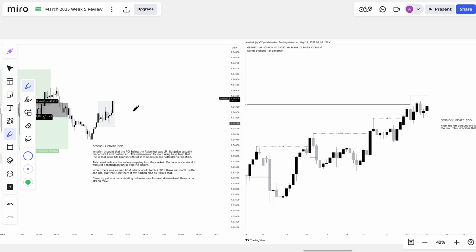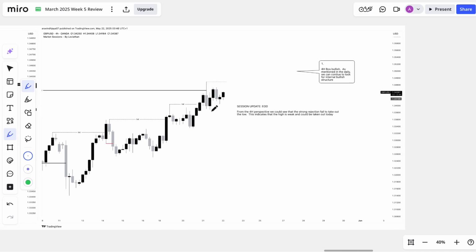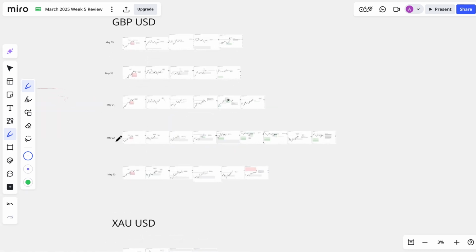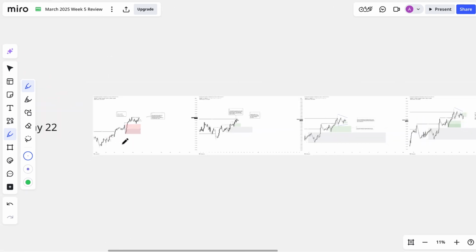So this is how the 4 hour looks. The price is consolidating, and this high failed to take out this low and started to consolidate, which means this high becomes weak and it can be taken out. So yeah, let's jump into May 22.